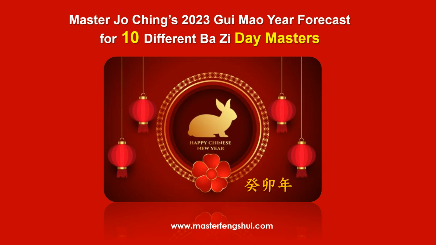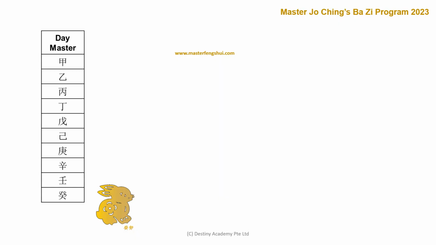So in today's video, what I'm going to do is a bit different. Instead of looking at the 12 zodiac signs, I'm going to look at your Daymaster. You can go to any Bazi calculator and find out your Daymaster by inputting your date of birth as well as your timing of birth. You can go to my website. I also have a free calculator for you to use.